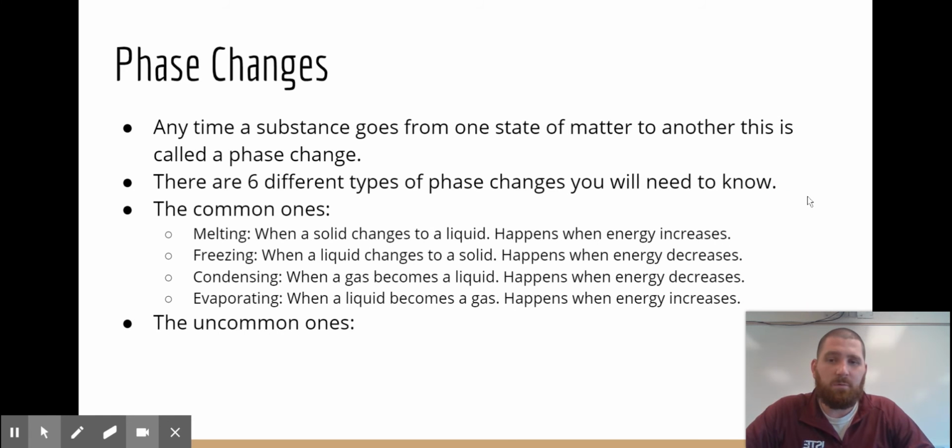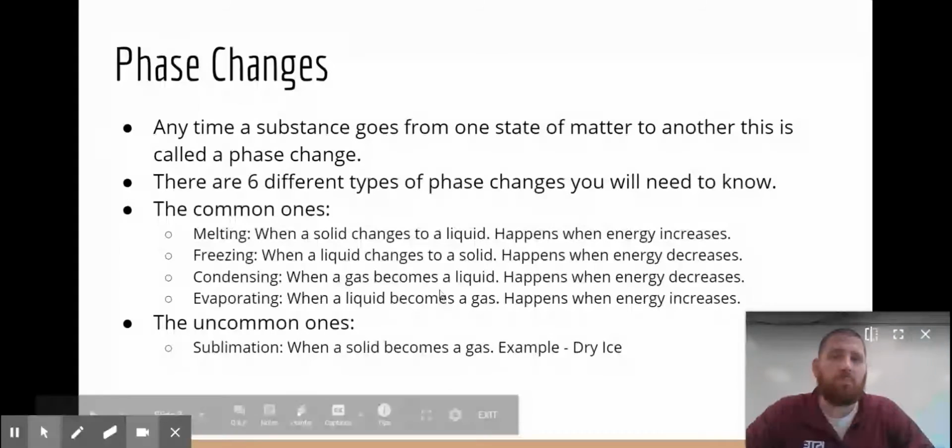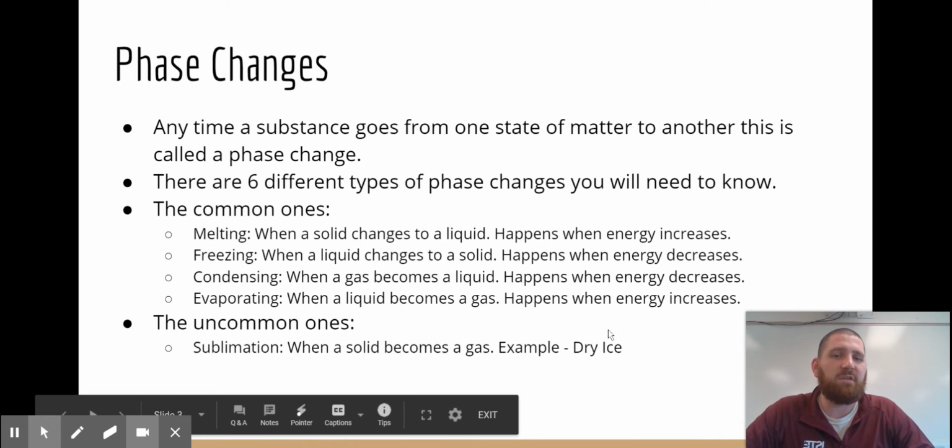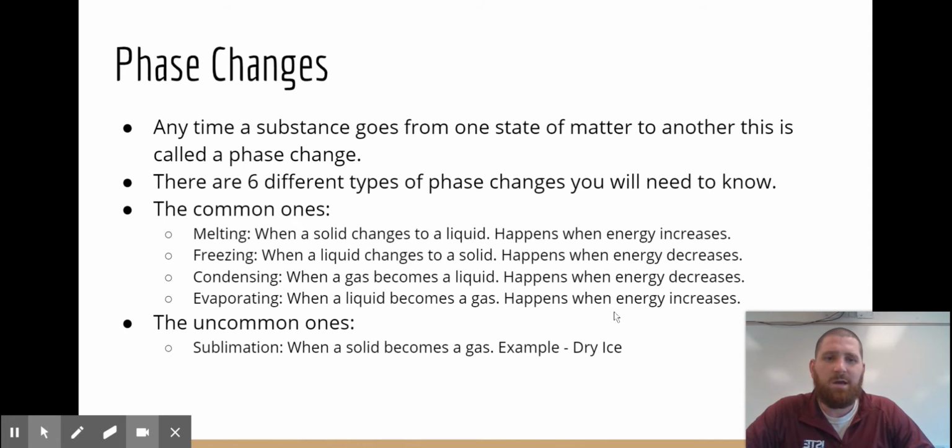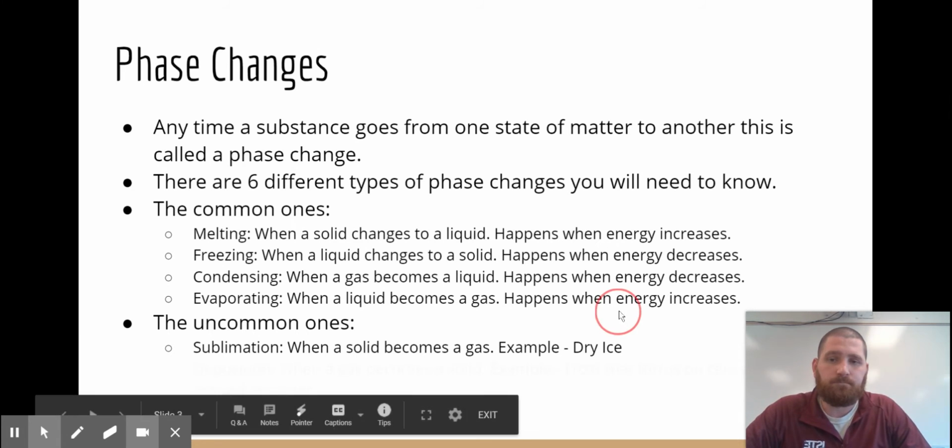Now, the uncommon ones that we'll see periodically are sublimation. This is when a solid becomes a gas. A good example of this would be dry ice. Around Halloween, you might see a bit of dry ice here or there. It's used to create that fog effect when you put it into water. It goes straight from a solid to a gas form.